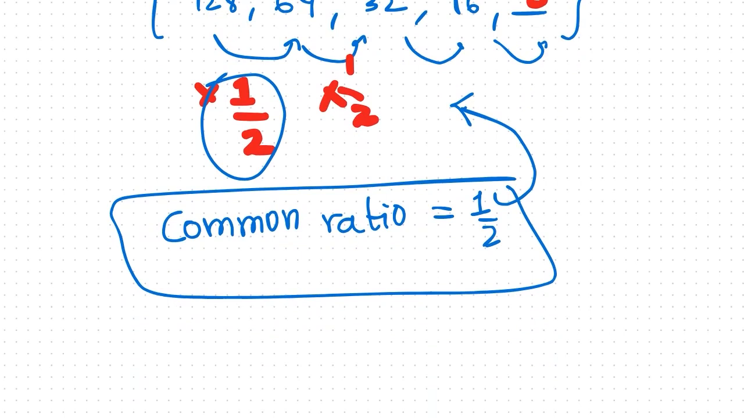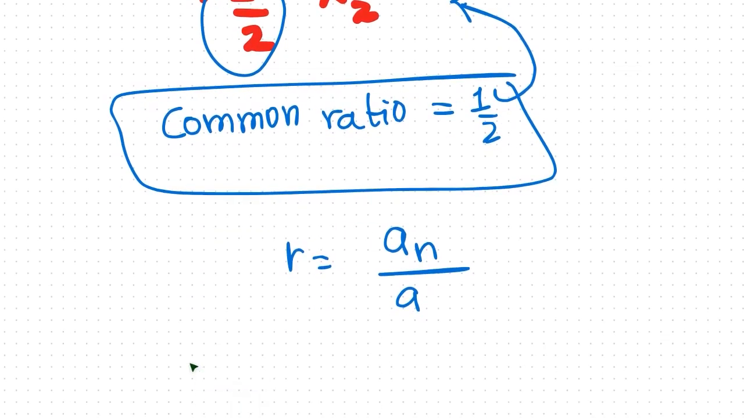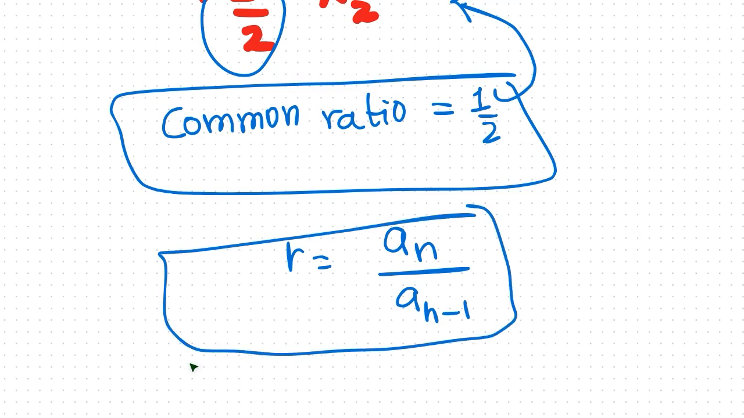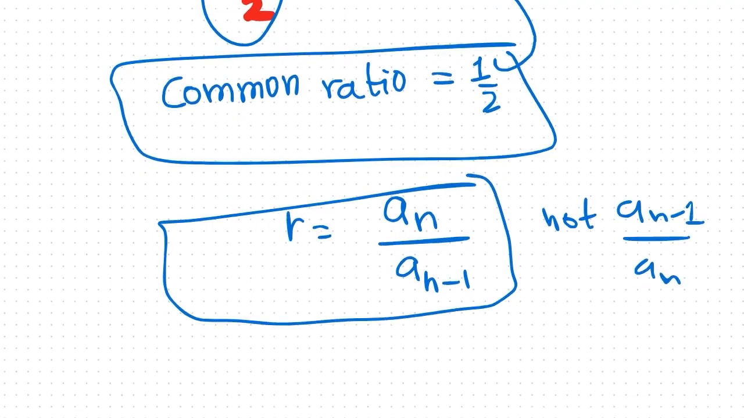Is it the first one by the next one, or the next one by the one before? The next one by the one before. Yes. The common ratio, usually represented as small r, is equal to the nth term upon the previous one, a n upon a n minus 1, not a n minus 1 upon a n. So these are some basics.